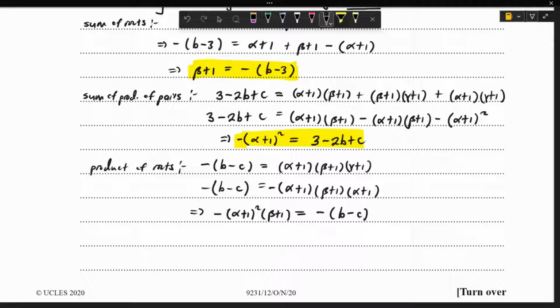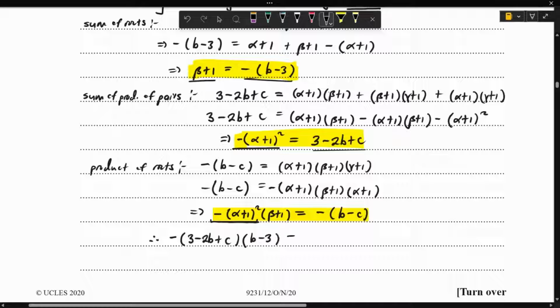Now, we have these three results, and we're going to make use of the third result, okay? So I'm going to say, therefore, on the third result, we have minus of alpha plus 1 squared here. And for this, we got that to be equal to 3 minus 2b plus c. So it's like we have 3 minus 2b plus c. And we also have beta plus 1. And beta plus 1, we'd actually gotten that to be minus of b minus 3. So we have minus here of b minus 3. And that's equal to minus of b minus c.